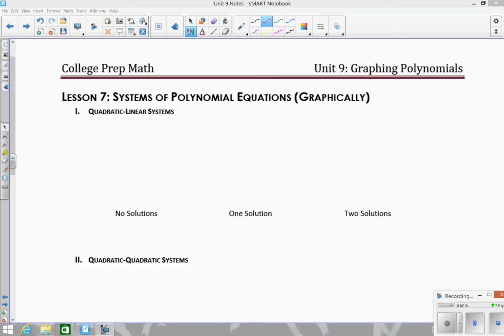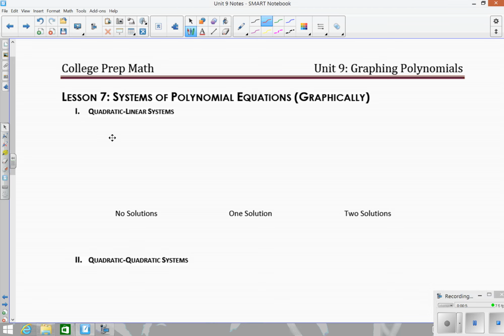So the first type that we'll really focus on is a quadratic linear system. And basically what happens is a quadratic linear system is whenever you have a quadratic equation, which means an x squared, and a linear equation, which just means a line, so just an x, and you look at where they cross or if they don't ever cross.